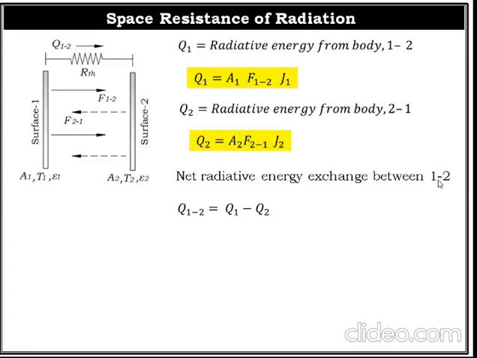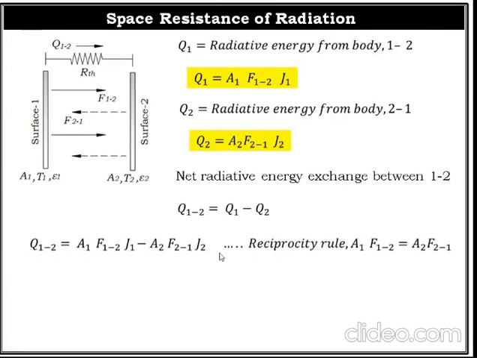I am talking only about 1 to 2. If 2 to 1, it will be different. The notation will be Q2 to 1, Q2 minus Q1, like that. So here we are considering only net energy transfer or exchange from 1 to 2, so Q1 minus Q2. So putting the values of Q1 and Q2, here A1 F12 J1 minus A2 F21 J2.